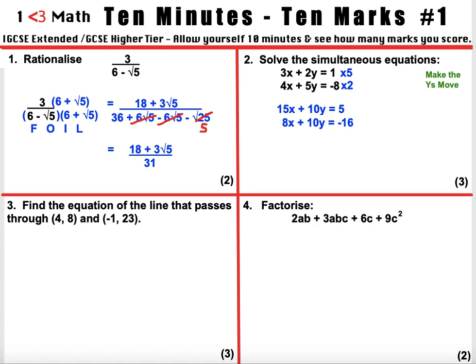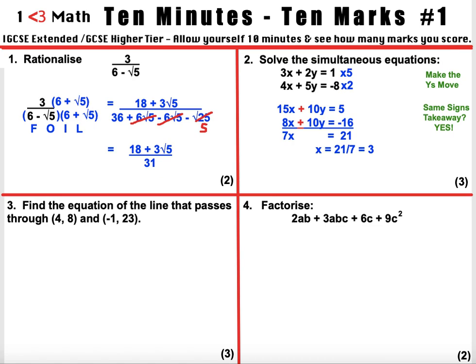Now at this point I say, is it the same signs takeaway? Now we look at the signs on the 10y's. Yes, they are both positive, so it is the same signs takeaway. So we can take away one equation from the other to eliminate y. So 15x take away 8x is 7x. 10y take away 10y, both positive, so it eliminates.